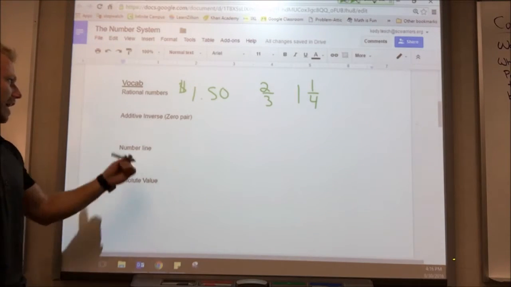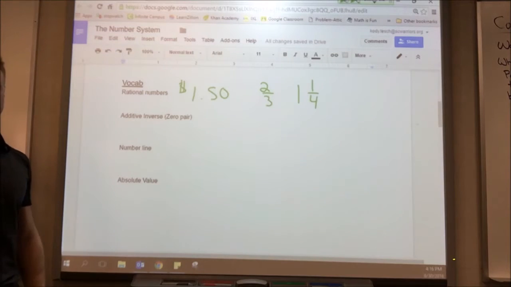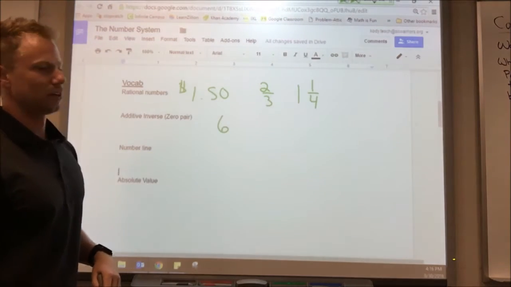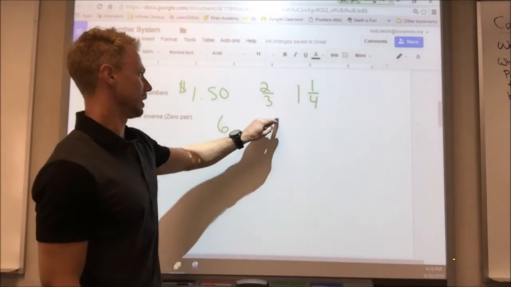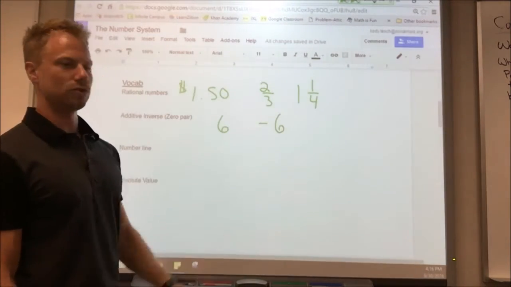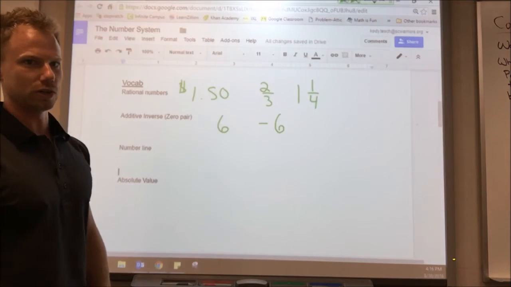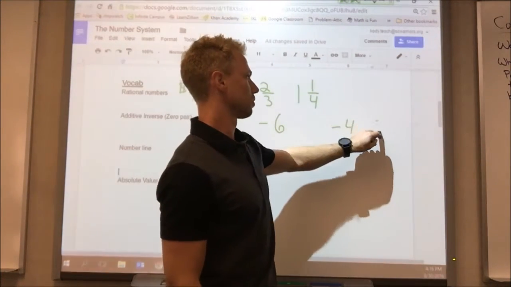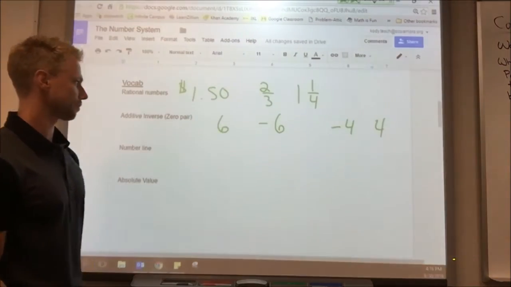Okay? Additive inverse are two numbers that add up to 0. For example, if we had 6, the additive inverse would be -6. If you add those two numbers together, it's going to equal 0. If we had -4, the additive inverse would be a +4.